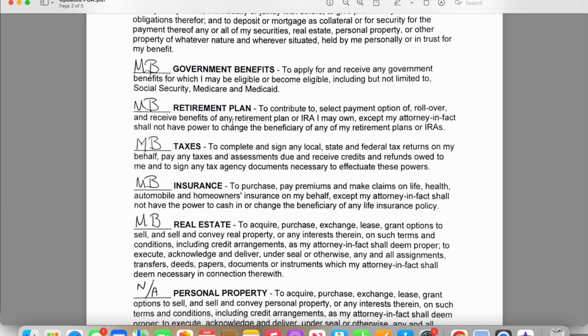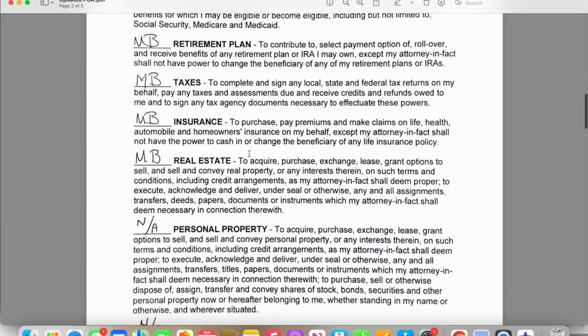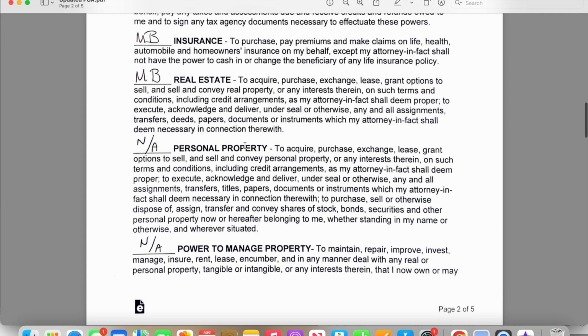This is for any kind of retirement situations, whether they have IRAs or any kind of retirement plans. This is for taxes. If a person needs to sign for their taxes or cash any kind of payments or make any payments via taxes. This is insurance, real estate, whether it's purchasing property, leasing, any kind of selling, everything that they can think of.